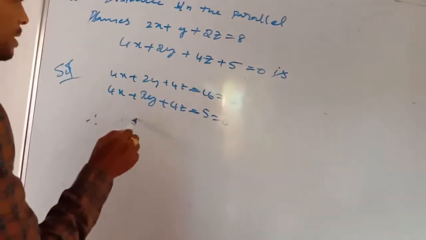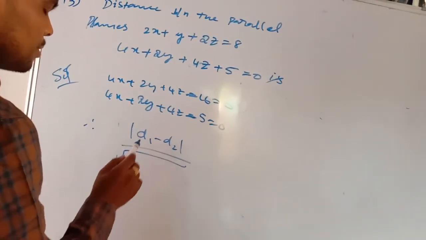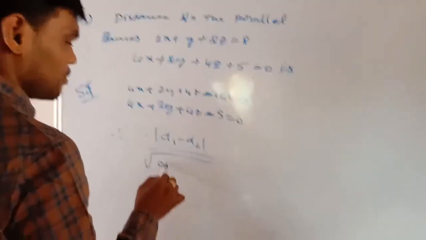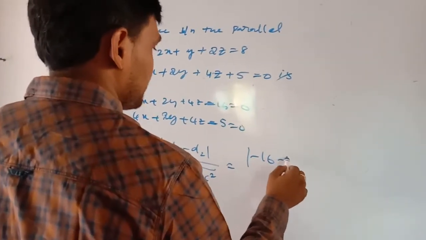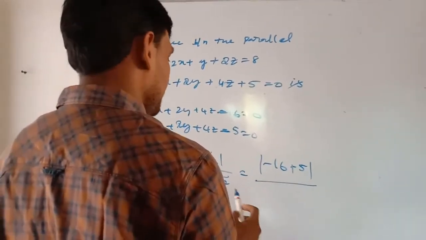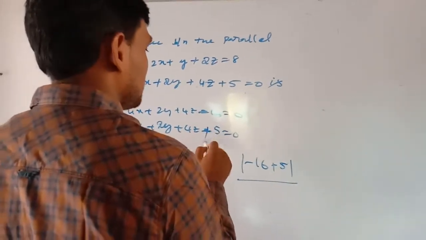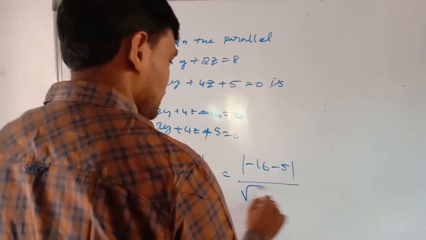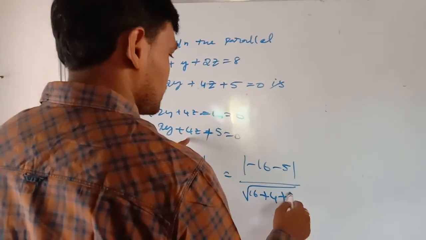Now this is a three-dimensional plane. Here the distance between two parallel planes is modulus of d1 minus d2 by root of a square plus b square plus c square. Now here d1 is minus 16 and d2 is plus 5, so this is minus 5 by root of a square plus b square plus c square. Now a square is 16, b square is 4, c square is 16.